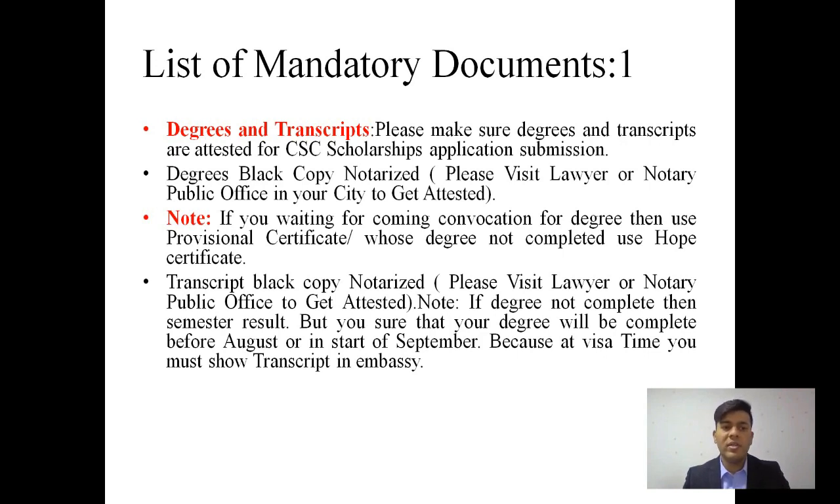So if you don't have the degree, then you can also use your provisional certificate and also your transcript. So this one is the first important. But when you come to China, then you must have a degree, or you can apply for an extension on the university website. You can send an email, and if you need 1 month, 2 months or 3 months, they will give you an extension for your degree. So you must have the transcript or a provisional certificate.